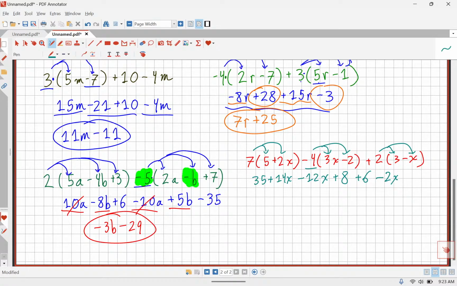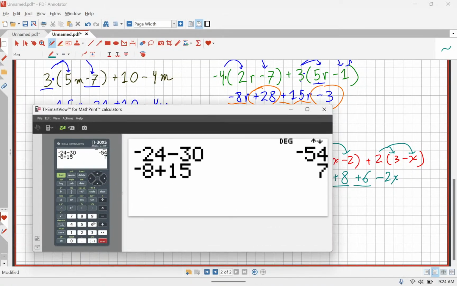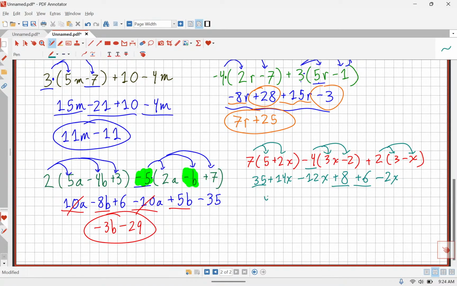Now I can start putting together my like terms. So I'm going to do this one because we got to hustle because I got one more problem to show you. That's 35 plus 8 plus 6 is what that says. So 35 plus 8 plus 6 is 49. And then 14x minus 12x minus 2x. Is that 0? Yeah. So that's gone, meaning your answer was 49. Okay.